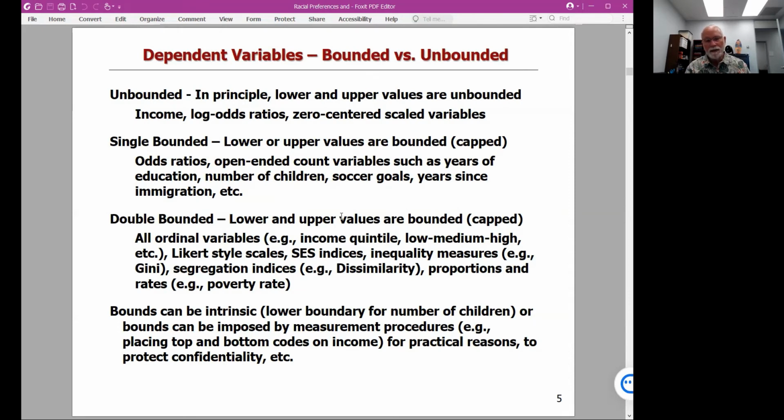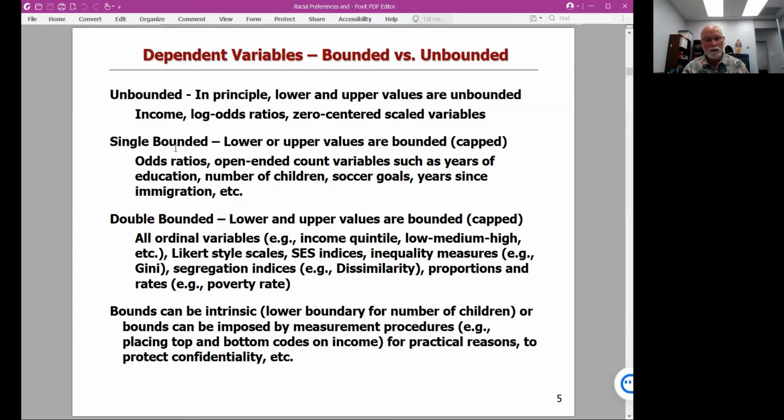Up, you can go up indefinitely, or you can go down indefinitely. So in principle, income is unbounded. Income can grow to the sky if you're Bezos, and I guess you're back from space today. And if Bezos were to put all his money into Bitcoin, and Bitcoin went into bankruptcy, you could have negative scores on income. And logarithms of ratios are unbounded, going up and going down, and a variety of other variables have that quality.